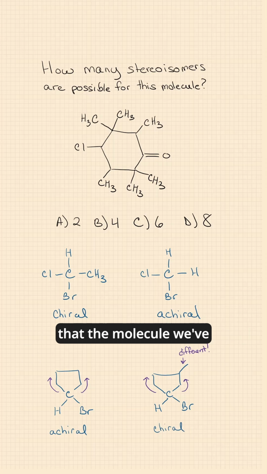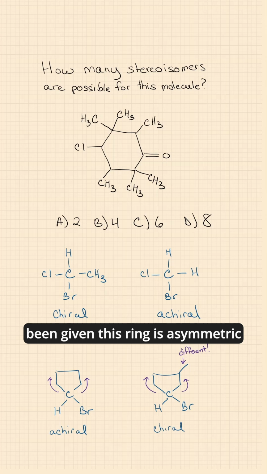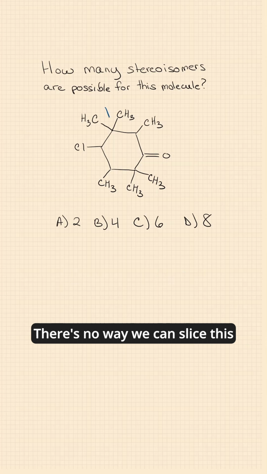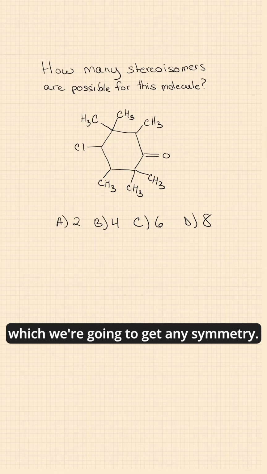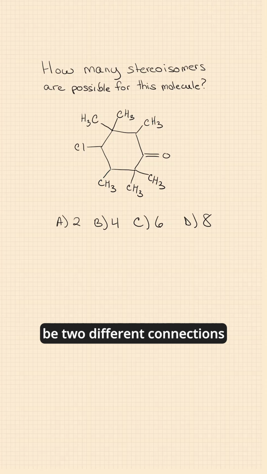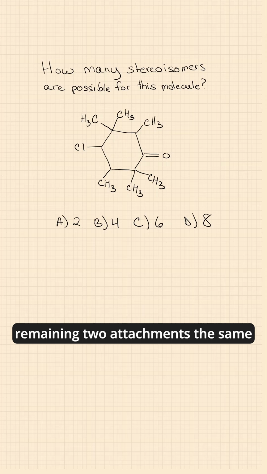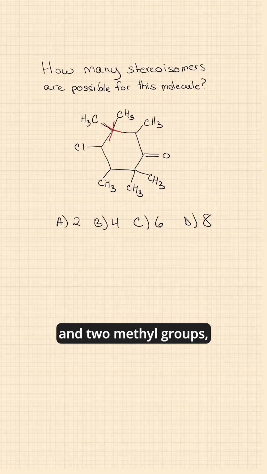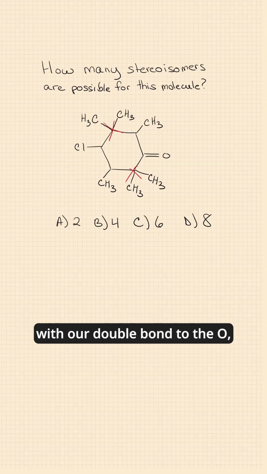So we see that the molecule we've been given, this ring is asymmetric on all 6 carbons. There's no way we can slice this in which we're going to get any symmetry. So the ring is going to be 2 different connections on each of these carbons. That means all we really need to identify is, are the remaining 2 attachments the same or not? And so that means right off the bat, 2 methyl groups and 2 methyl groups, those carbons are not going to be chiral. Same thing with our double bond to the O.